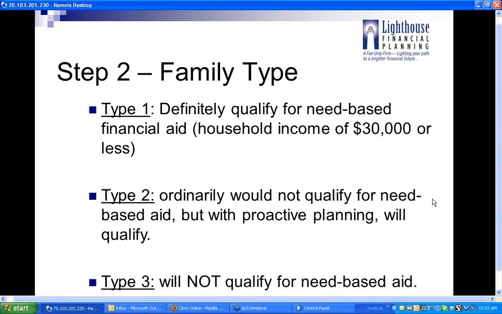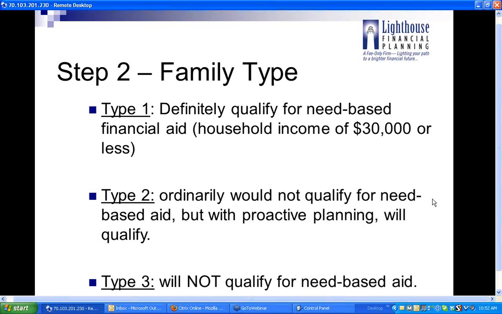and we need to determine what type of family we're planning. There's just 3 types of families. The first being those who will definitely qualify for need-based financial aid, with limited or no assets and limited household income. Type 3, definitely not qualified, regardless of what type of planning, how we structure assets. These are families who have significant assets outside of retirement and have large incomes.